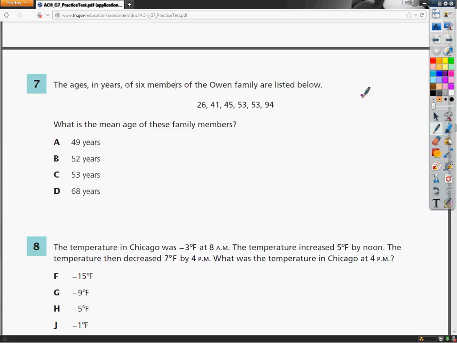All right, this is the 7th grade TCAP practice test for math. Obviously, this is question number 7, so 7 and 7. The question says, the ages in years of 6 members of the Owen family are listed below. What is the mean age of the family members?